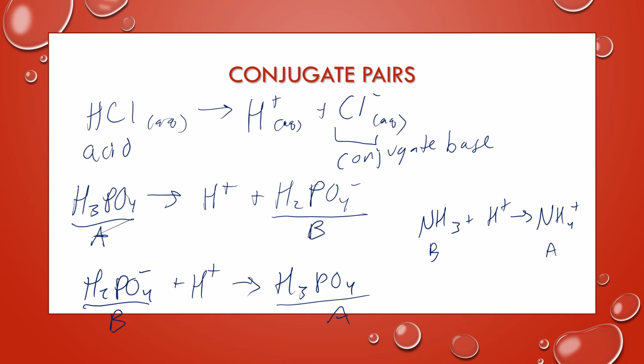So when it asks you to write these conjugate pairs, you want to write both species, like HCl and Cl-. And typically you want to label them as well, which one is the acid and which one is the base. So NH3 and NH4+ are a conjugate pair, and you just need to label which one's the base and which one's the acid. The acid will always have one more hydrogen than the base.